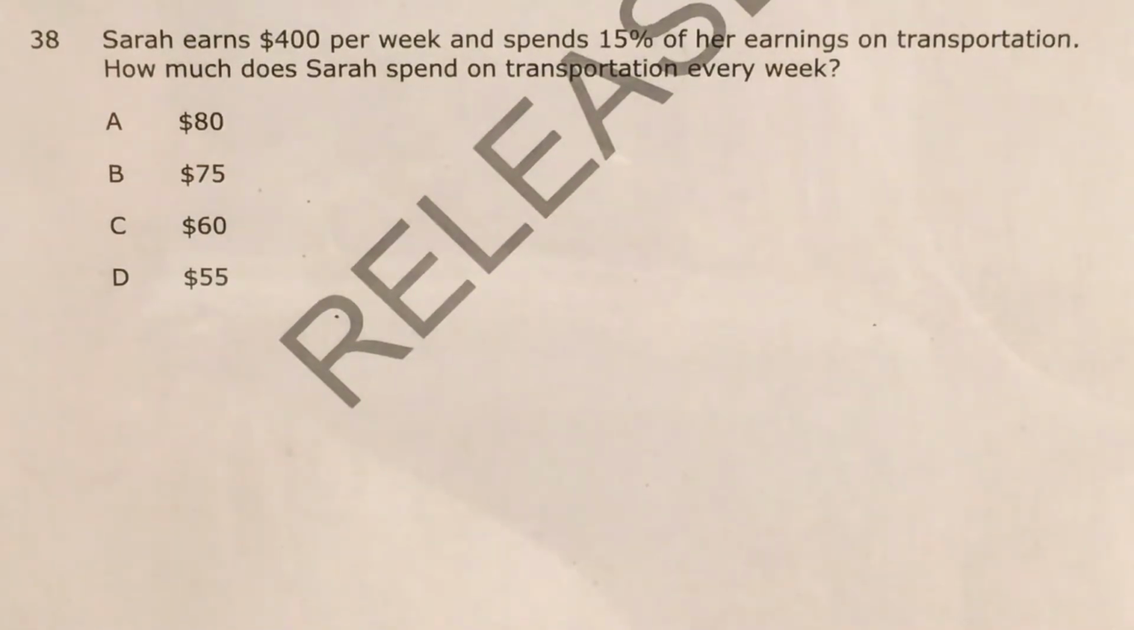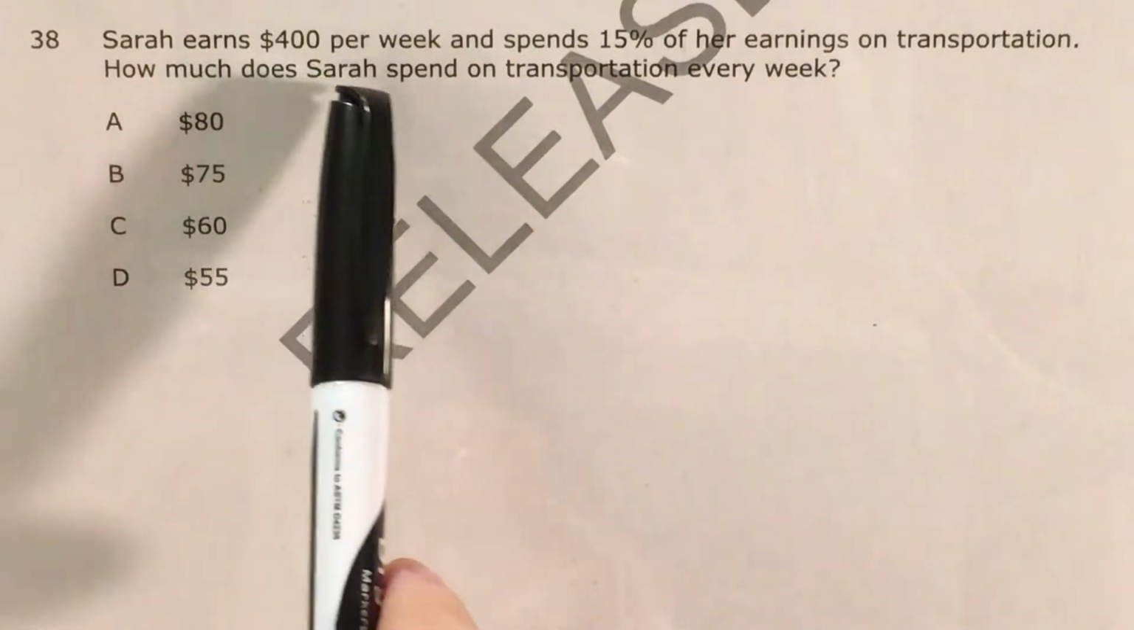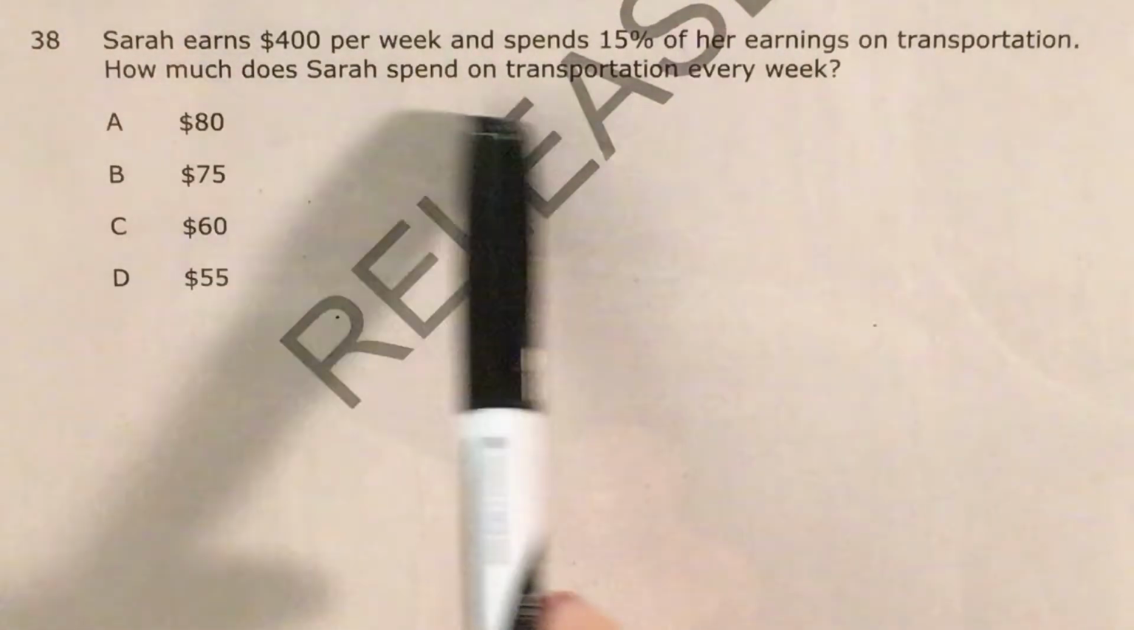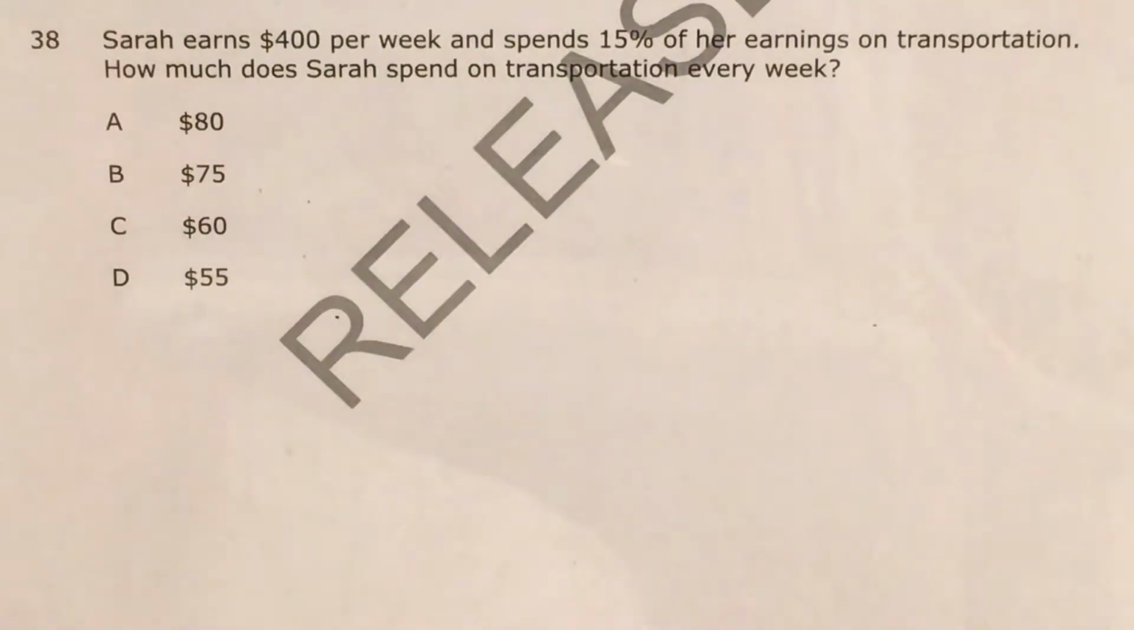This is Mr. W. Today we're going to tackle question 38 in the 6th grade math questions that North Carolina released this past school year. The question tells us that Sarah earns $400 per week and spends 15% of her earnings on transportation. And we're trying to figure out exactly how much that is. How much does Sarah spend on transportation every week?